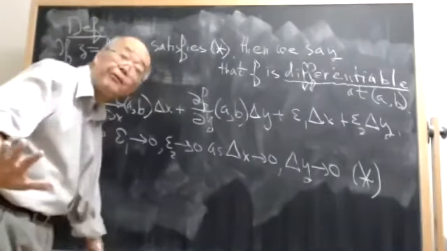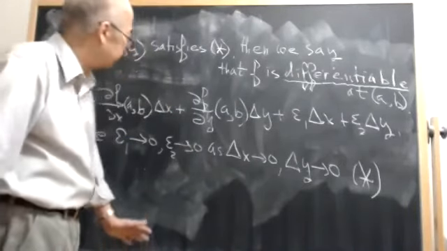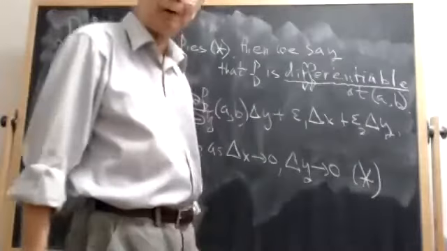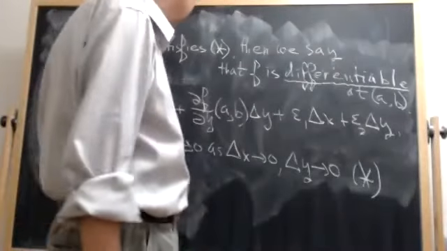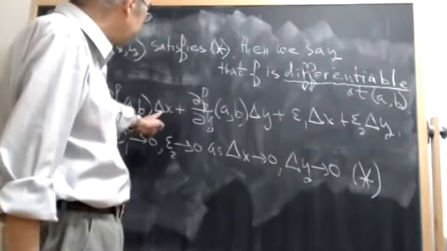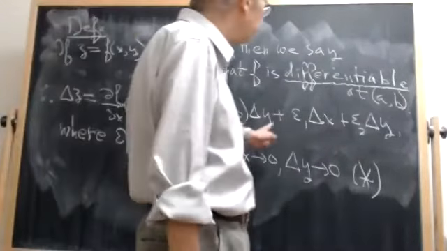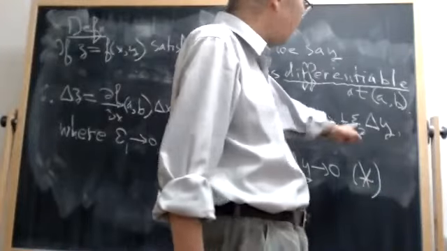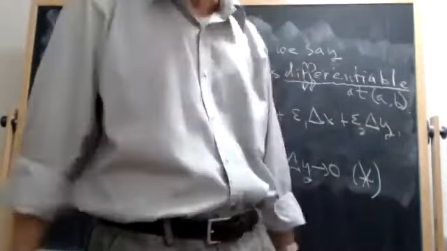You can do this for n variables, but then you have n partial derivatives. And then you have delta x1, delta x2, up to delta xn, epsilon 1, epsilon 2, up to epsilon n.